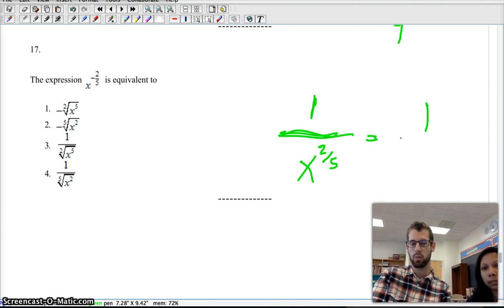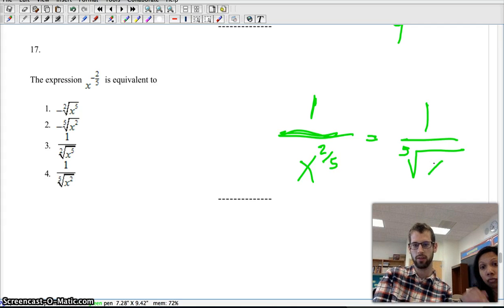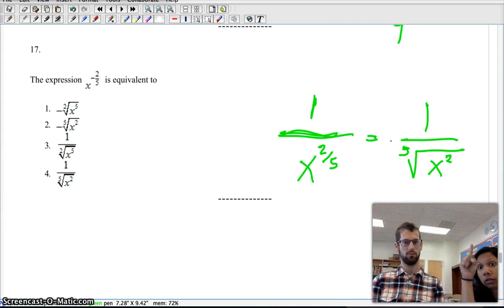So I'm going to write that as 1 over... So I see the 5 is down low, so that's going to be my radical. So it's going to be radical 5, and then I've got x squared. The roots are going to be down below, and the exponent up here. There you go.